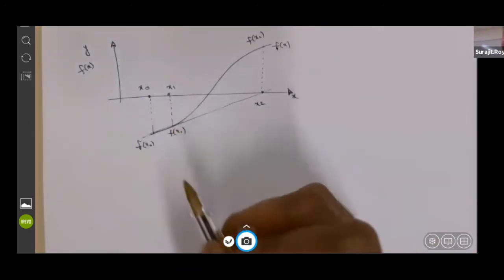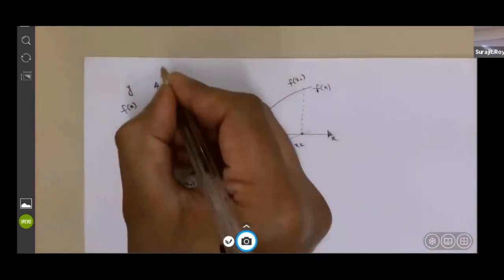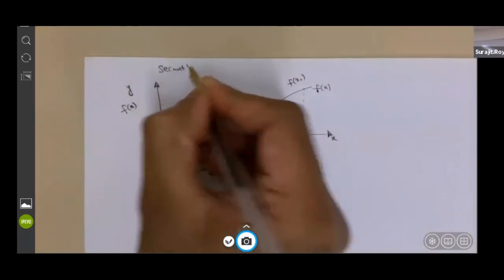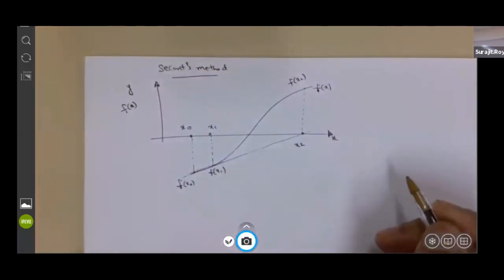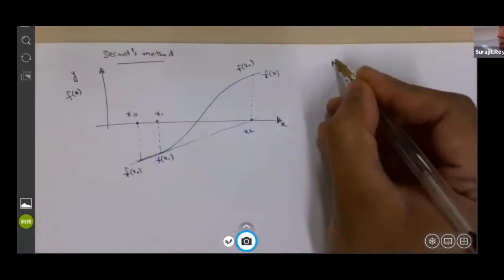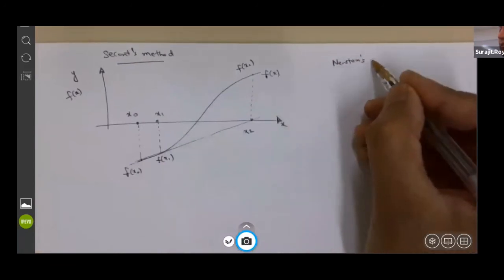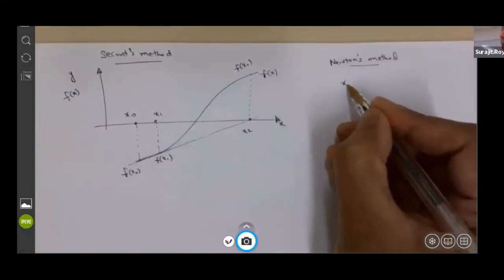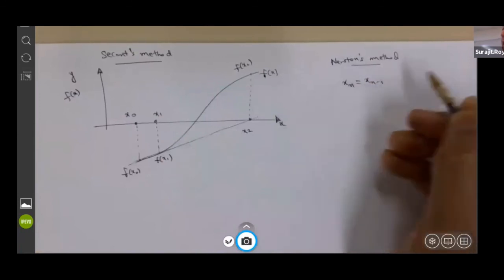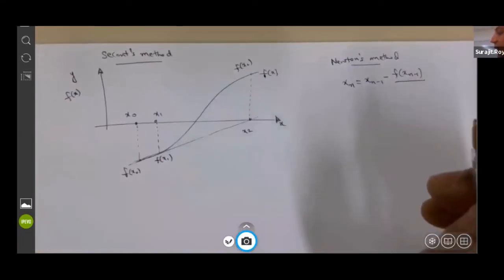So what happens that when we are doing, let me actually write it. This is secant method. When we are doing Newton's method, what we are actually doing is we are finding the root of the equation for successive iterations using this formula. Xn equals previous value minus f of x n minus 1 divided by f prime.